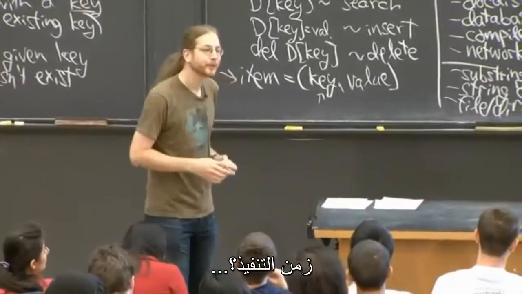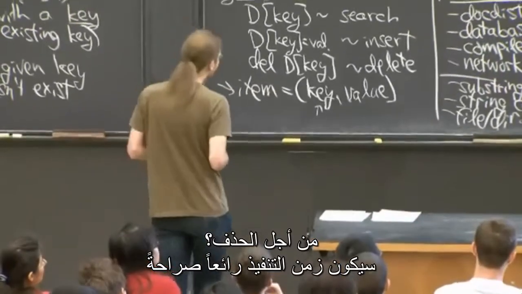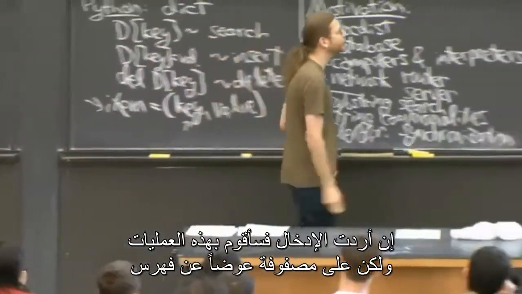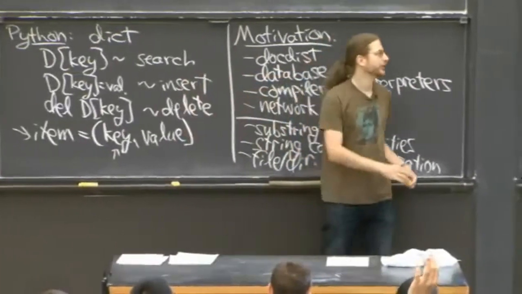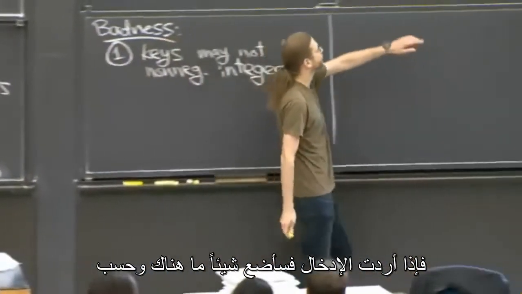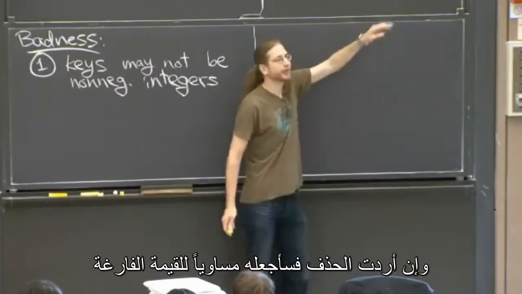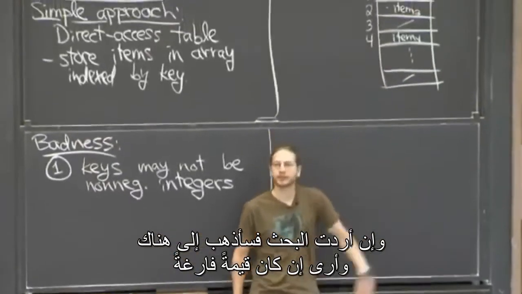Running time for deletion? Actually, running time is going to be great. If I want to insert, I do these operations, but on an array instead of a dictionary. So if I want to insert, I just put something there. If I want to delete, I just set it to null. If I want to search, I just go there and see, is it null?